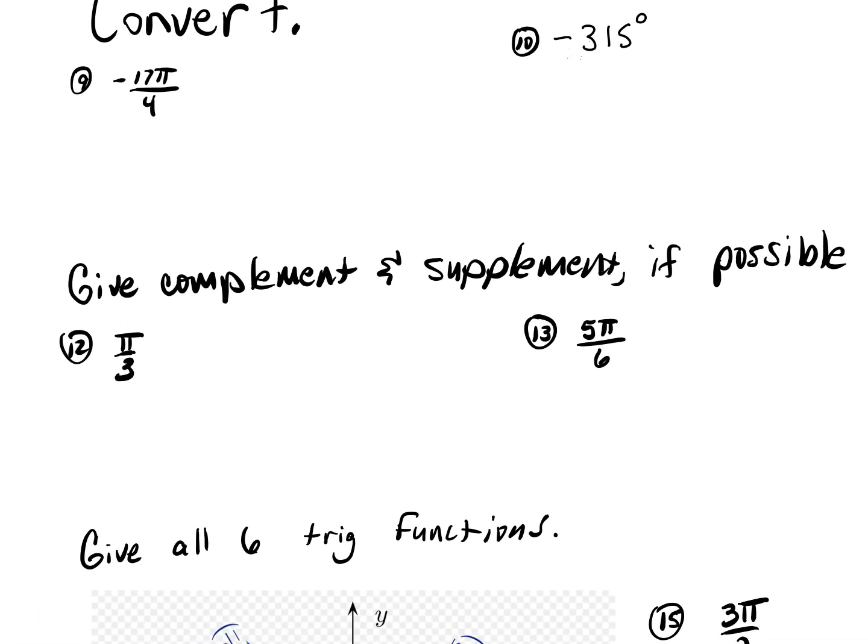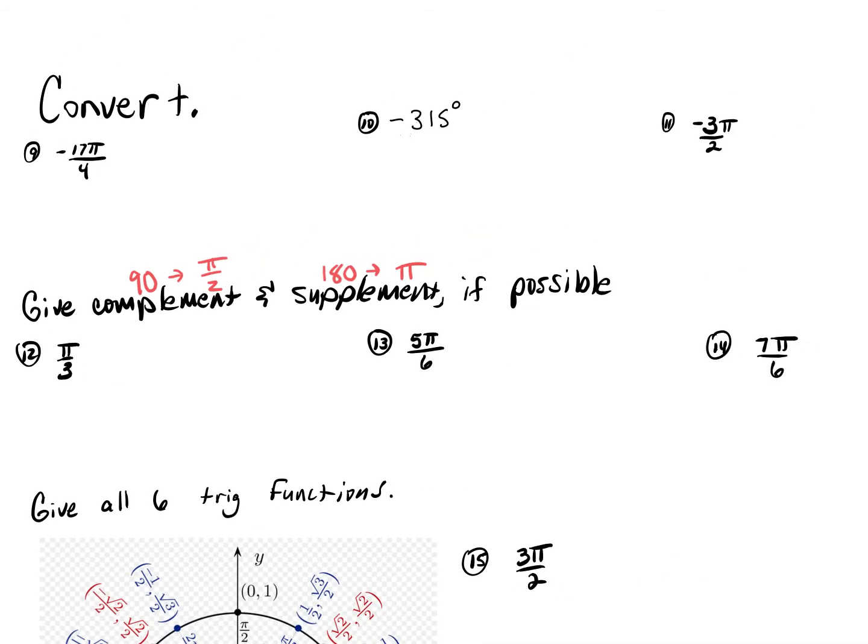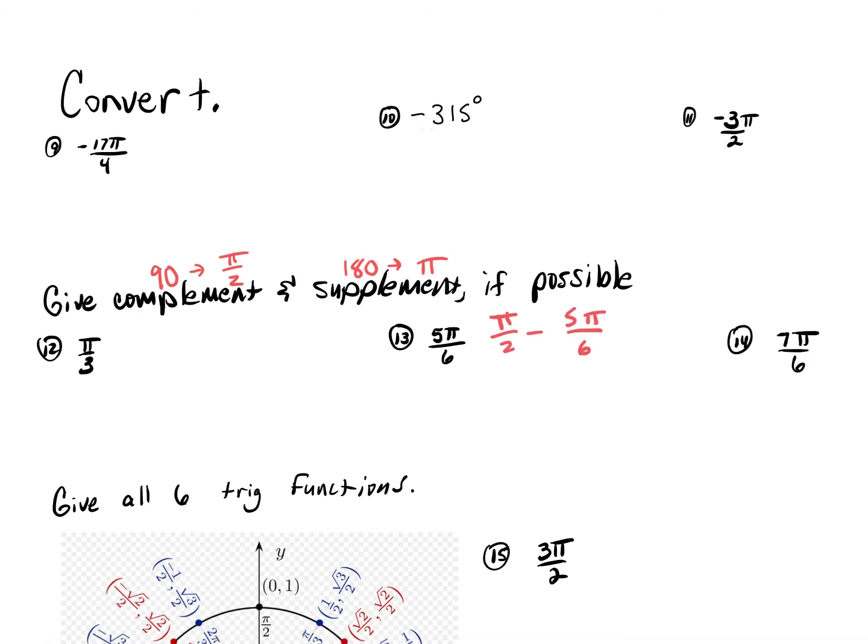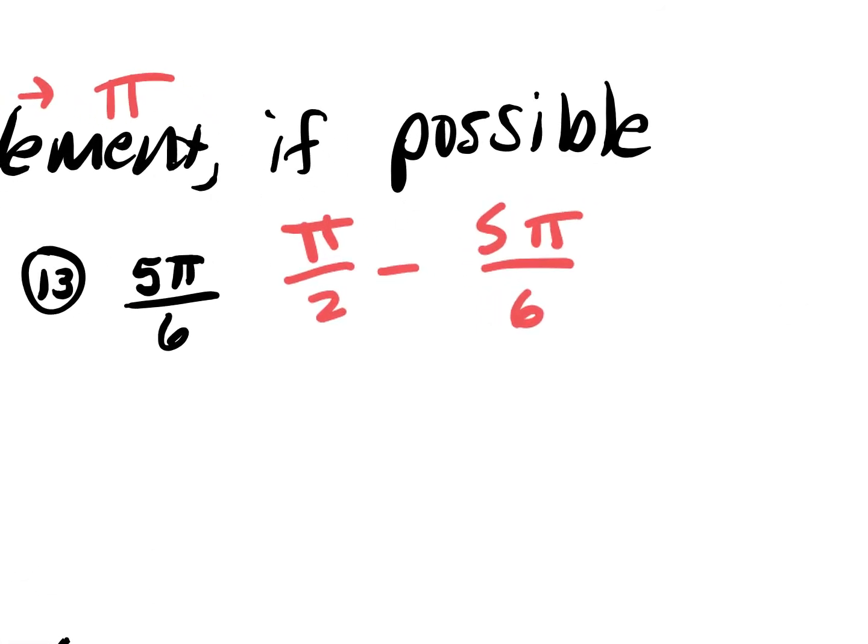So since it's in radians, the complement adds up to what? Is that 180 or is it 360? Complement is 90, which in radians would be pi over 2. Supplement is 180, which would be pi. So we would do pi over 2 minus the angle that's given to us, so 5 pi over 6. In order to subtract fractions, we need a common denominator, so multiply the top and the bottom here by 3. So 3 pi minus 5 pi would be negative 2 pi over 6. Can my complement be negative? No. So this would be no complement.